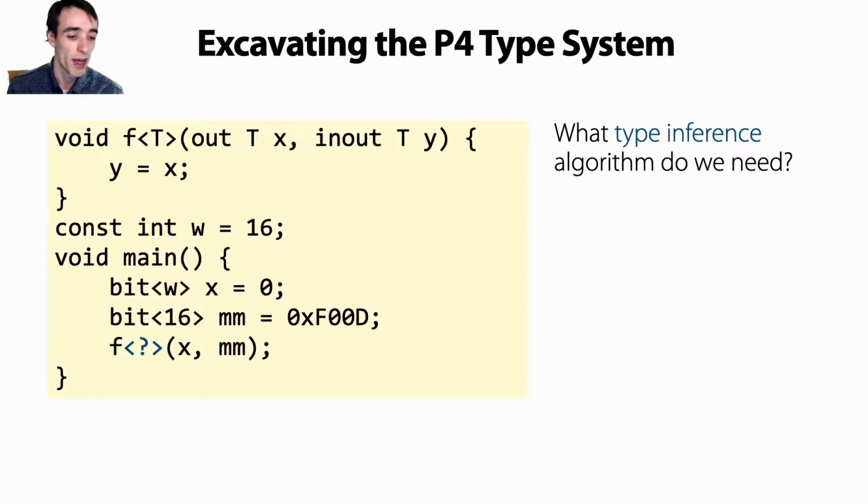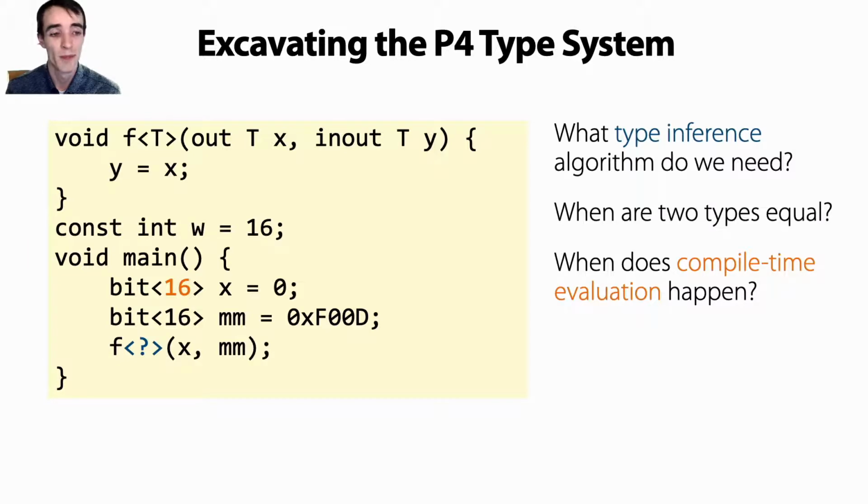Looking at the types of x and mm, we see that they're syntactically not the same, but semantically I would think they would be equal, because w is a constant and it's equal to 16, so the width of x should be 16. But when are these 2 types equal? Are they considered equal syntactically, or is this kind of compile time evaluation going to happen? Of course, once we do that, we see that we can give these both the type bit 16, and the type argument here can be bit 16.